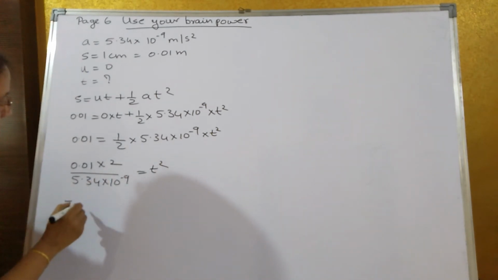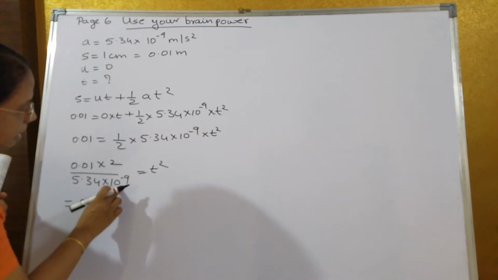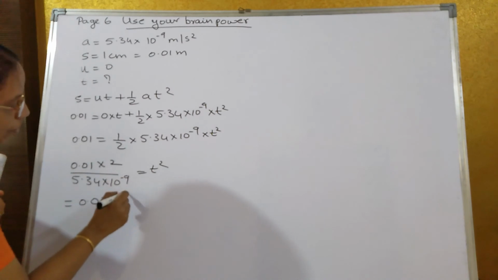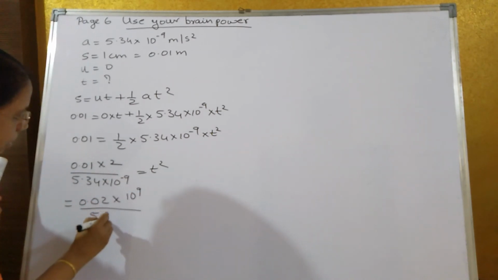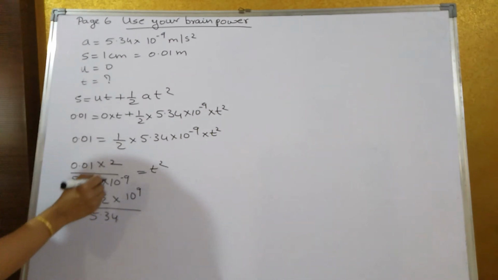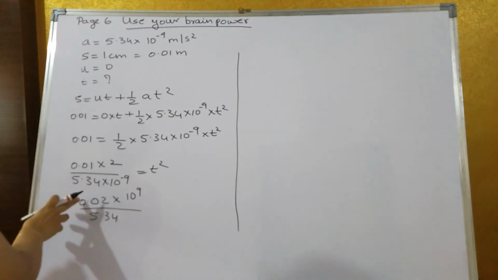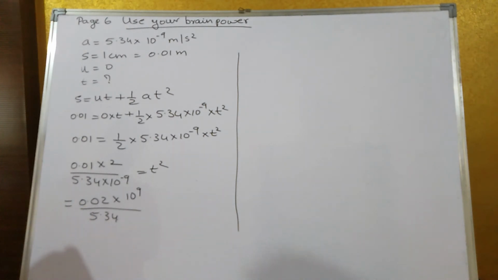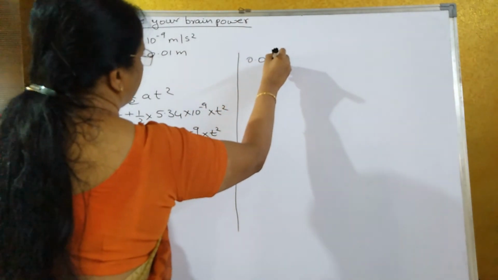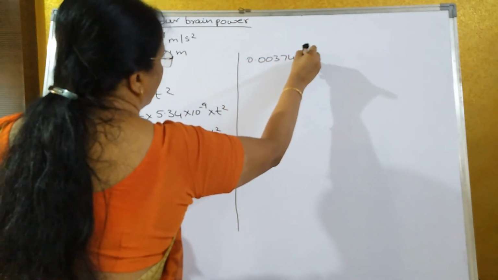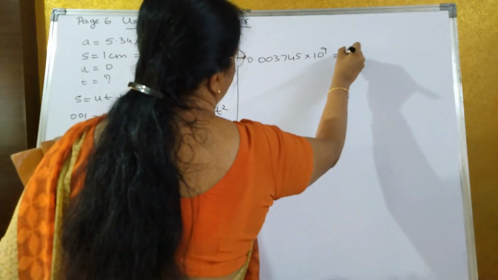So t square is equal to, when you multiply this, you will get 0.02. Take the 10 to the power of minus 9 on the top, it will become plus 9 upon 5.34. Now when you divide this 0.02 by 5.34, you will get 0.003745 into 10 to the power of 9 is equal to t square.